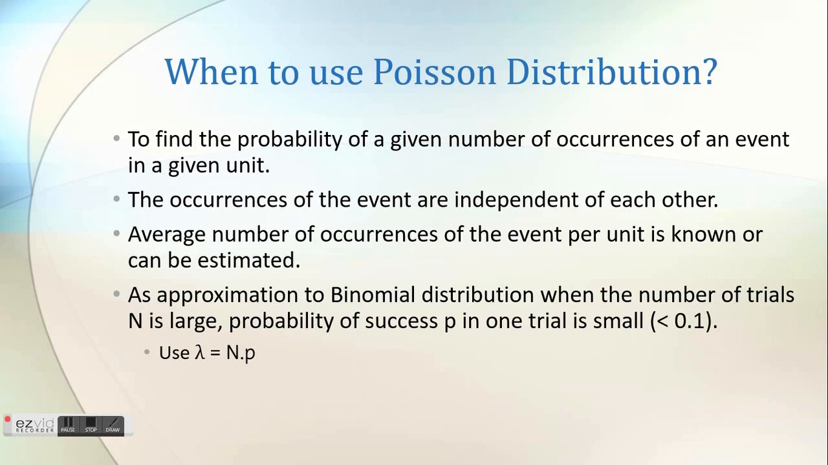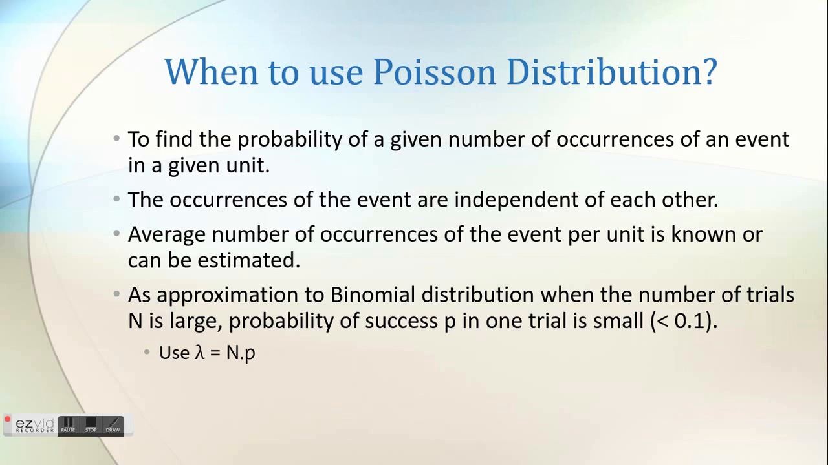And as you know, for Poisson distribution we need to have the value of lambda, that is, the average number of occurrences of the event per unit should be known. However, in practice we even estimate it by assuming that the population mean is approximately equal to the sample mean, and this will be a good approximation if the sample size is large.